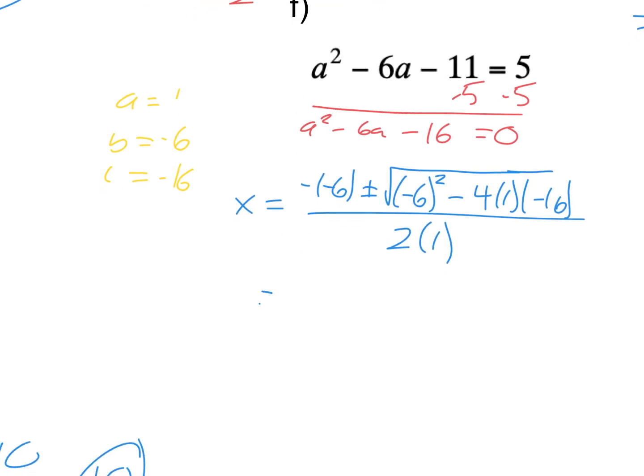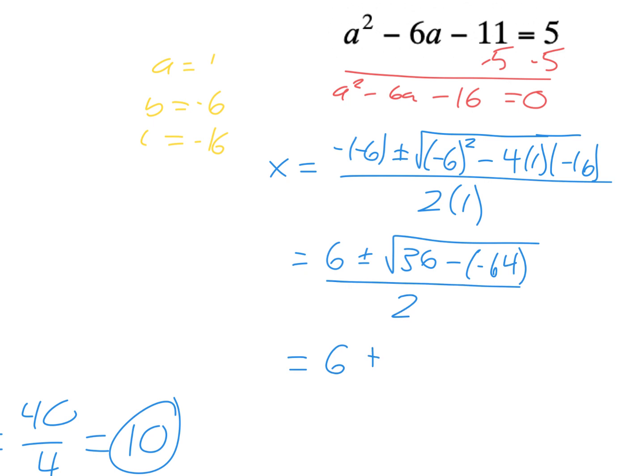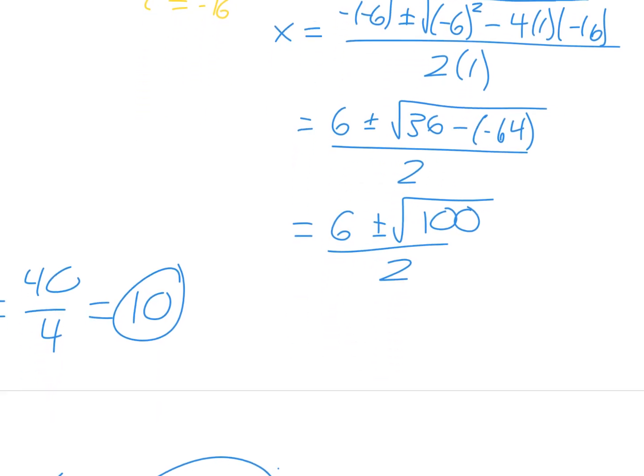Now we start simplifying. We get positive 6 since we have a double negative. Square root of 36 minus, we have 4 times 1 times -16. If you plug that into your calculator, I believe you will get -64. And this is over 2. Simplifying a little more, we have 36 minus -64, which is the same thing as plus 64. That will simplify to 100, which is a great number to have in the square root.